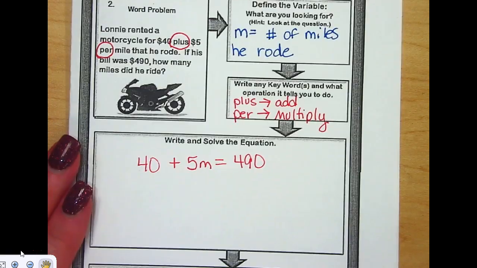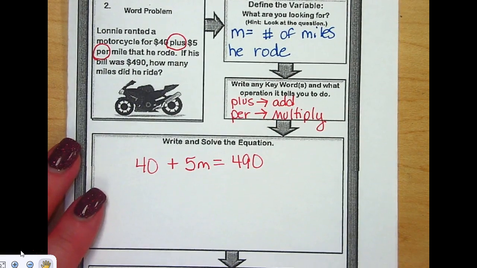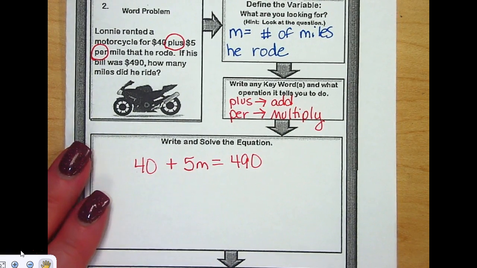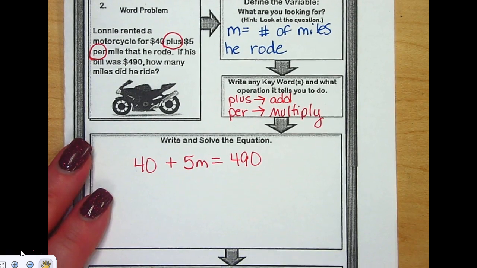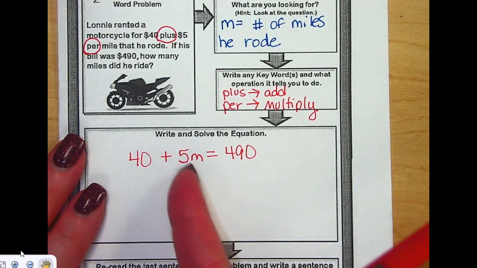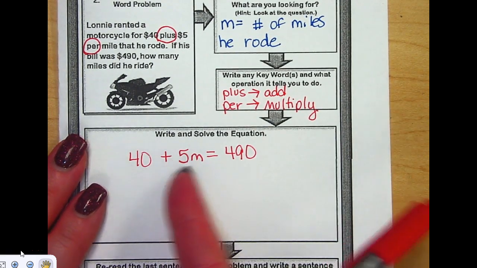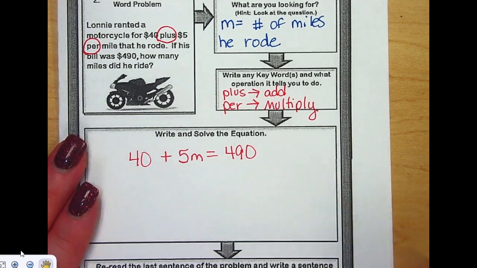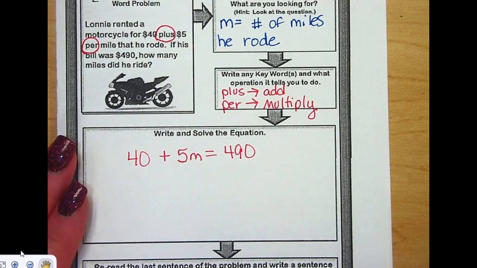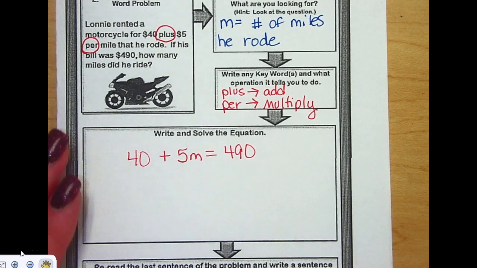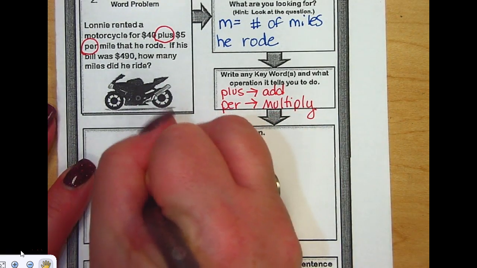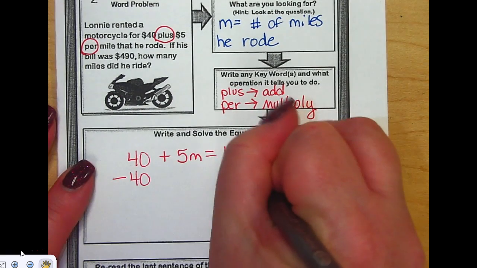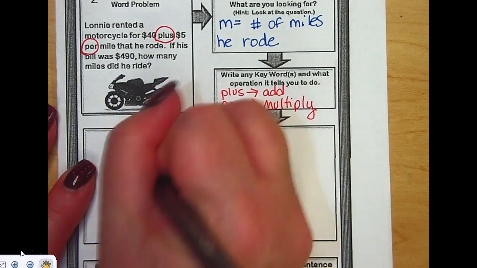That seems to be the biggest problem people have when setting up an equation, is figuring out where the variable goes. Now we know how to solve this, right? Do we subtract by 5M or do we subtract the 40? Which one first? What do you think? Subtract the 40, right? Take that constant off. Take the $40 just for renting the motorcycle off the bill. Let's get rid of that.